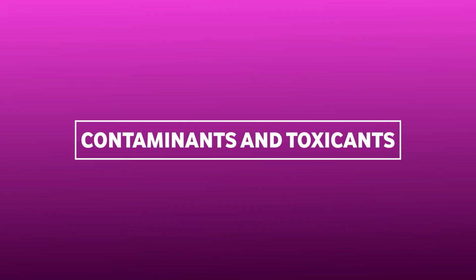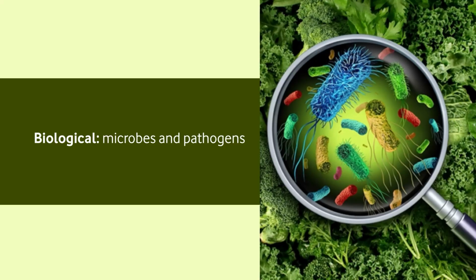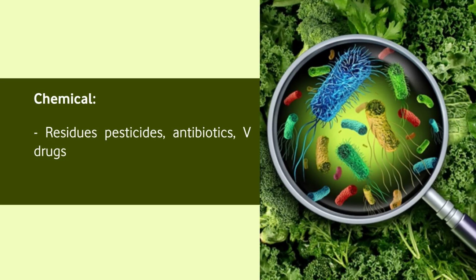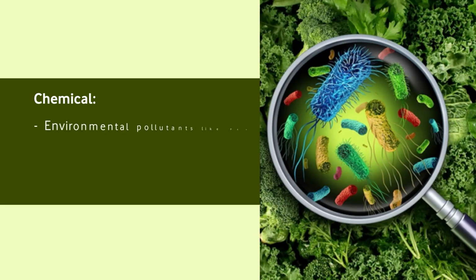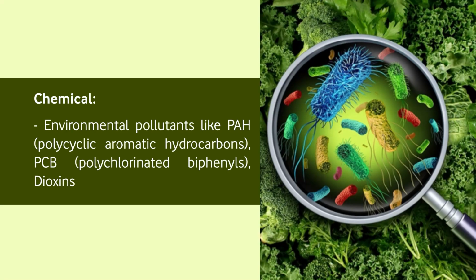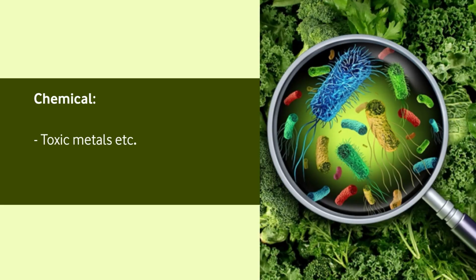Contaminants, intoxicants of what type? For example, biological: microbes and pathogens and mycotoxins. Mycotoxin is one which is of biological origin. Chemicals: residue pesticides, antibiotics, veterinary drugs, environmental pollutants like polycyclic aromatic hydrocarbons, polychlorinated biphenyls and dioxin, toxic metals like lead, mercury, arsenic. So for all these kinds of trace elements, trace components, we need instruments.